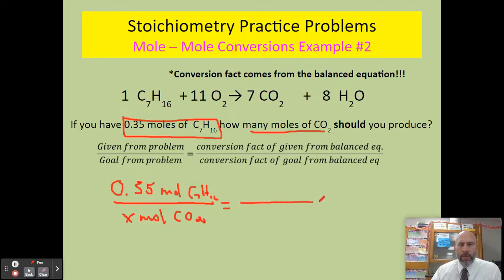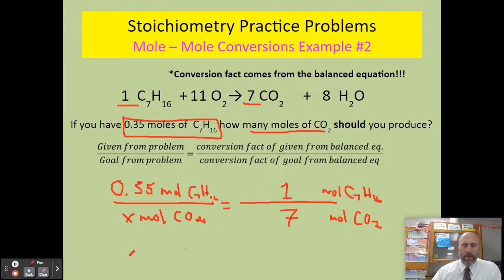And we set that equal to, now again, units have to be the same. So I know I'm going to have my moles of C7H16 up top, and moles of CO2 down at the bottom here. Now, where do I look to get these numbers? Right up here. For the C7H16, there it is, 1. So there's my 1 on top. And on the bottom, CO2, 7. So I'm going to put 7 down on the bottom here.